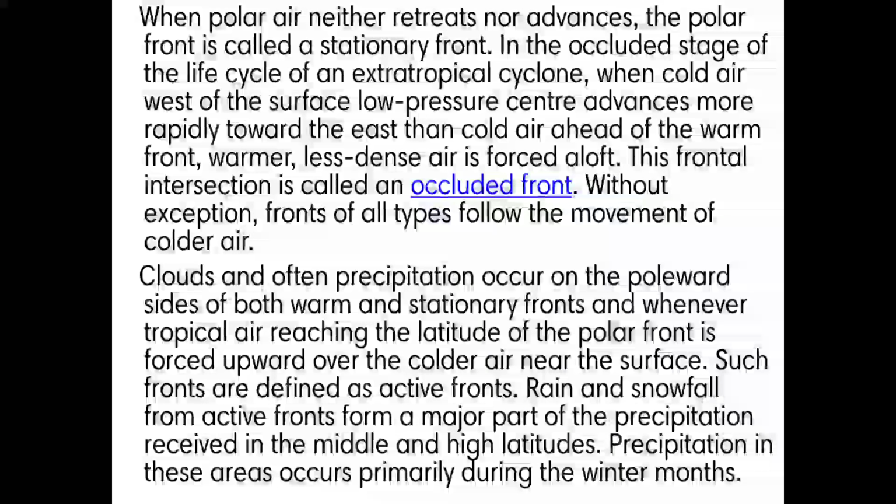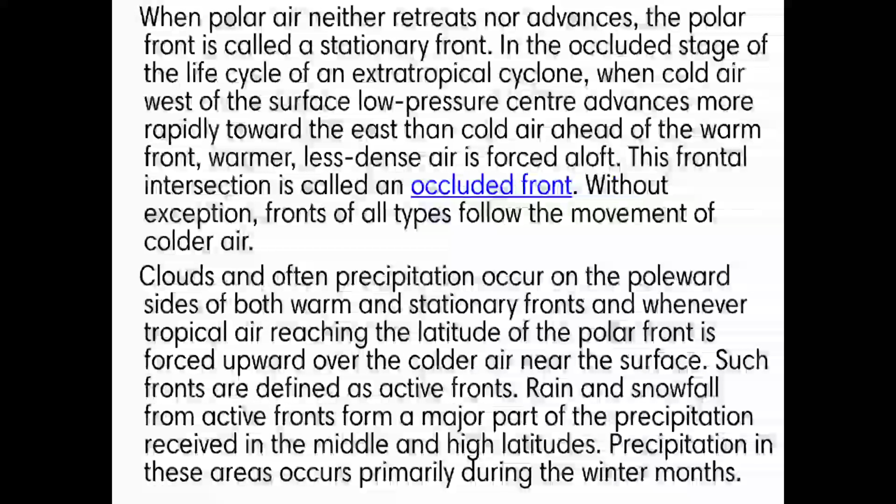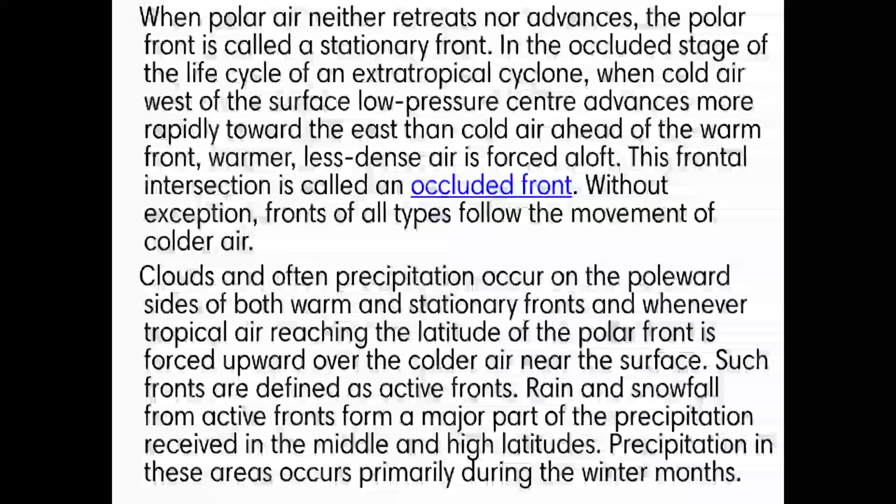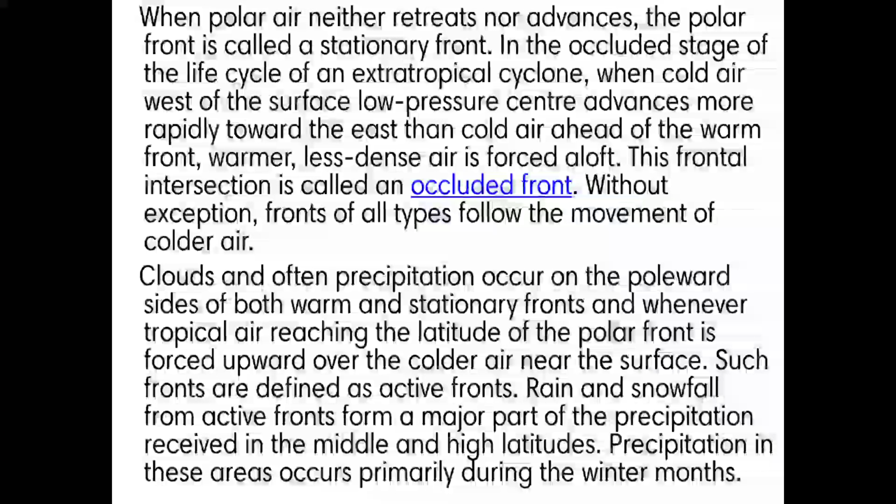Clouds and often precipitation occur on the poleward sides of both warm and stationary fronts, and whenever tropical air reaching the latitudes of the polar front is forced upward over the colder air near the surface. Such fronts are defined as active fronts. Rain and snowfall from active fronts form a major part of the precipitation received in the middle and high latitudes. Precipitation in these areas occurs primarily during the winter months.